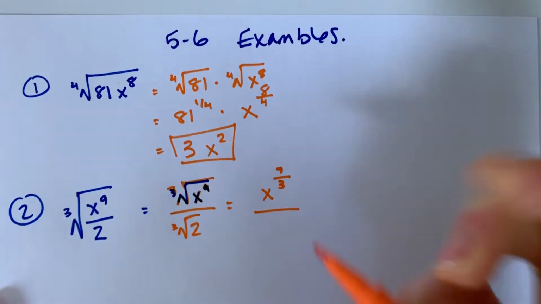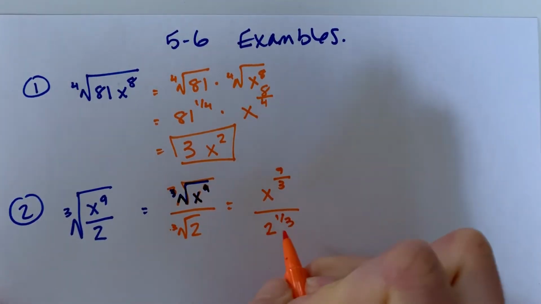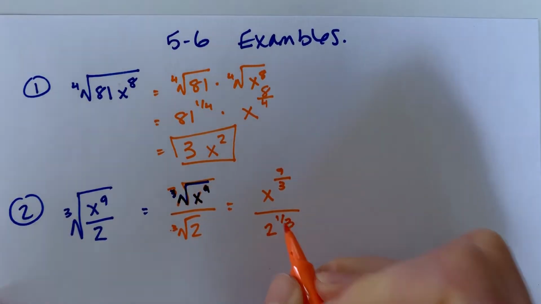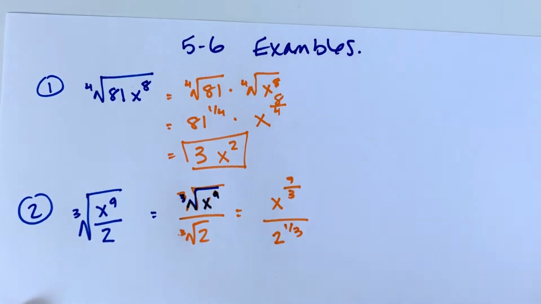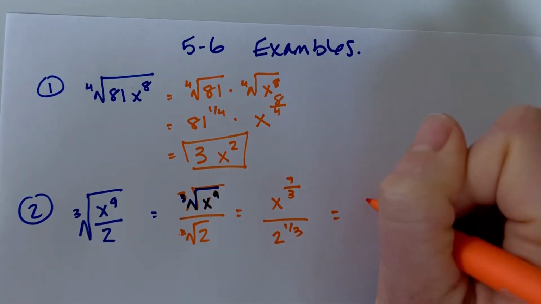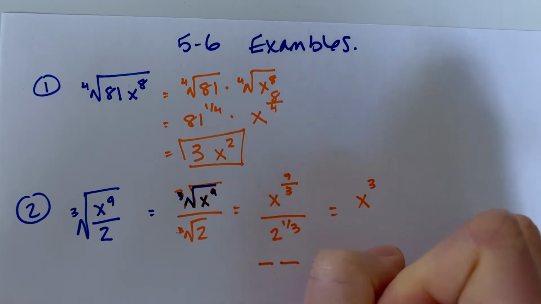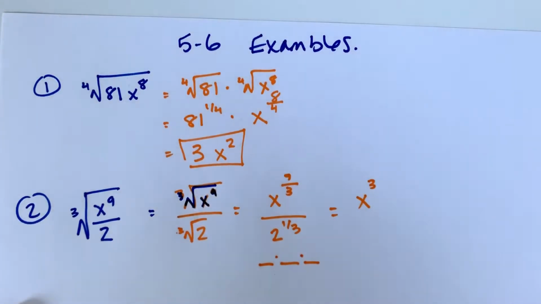So this is the same thing as 2 to the 1/3. That denominator goes on, the outside number goes on the denominator. Okay, and then we can simplify this more. X, 9 over 3, that's x to the 3rd. 9 divided by 3 is 3. And 2 to the 1/3. So what number multiplied to itself 3 times equals 2? Well, that is not a whole number. There is a number out there that does that. It's a decimal, but it's not a whole number.